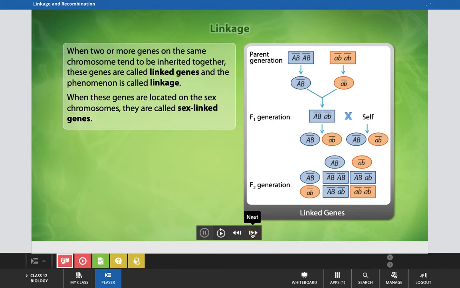Now we will understand linkage. This is a phenomenon where two or more genes on the same chromosome tend to be inherited together. These genes are called linked genes, and the phenomenon is called linkage. When these genes are located on the sex chromosome, they are called sex-linked genes. As in this chart, you can see how the linked genes move together from one generation to another, because they are located at one place.